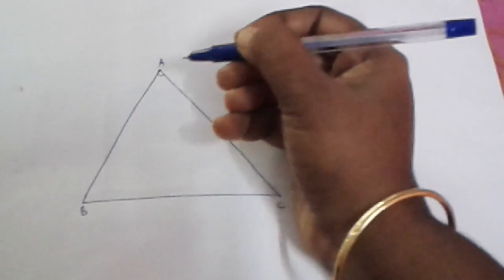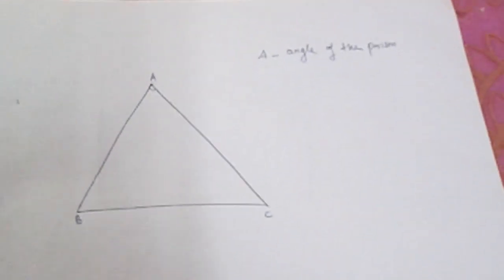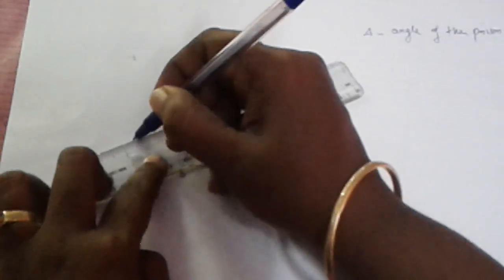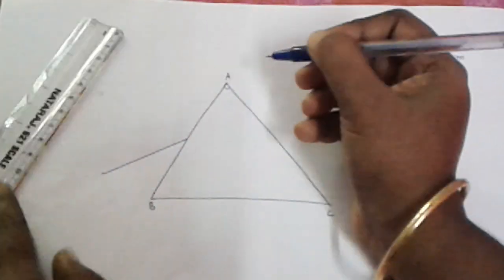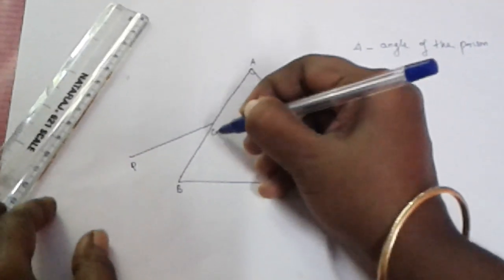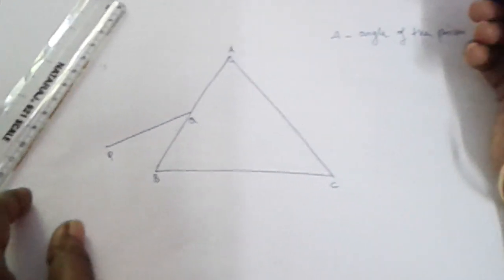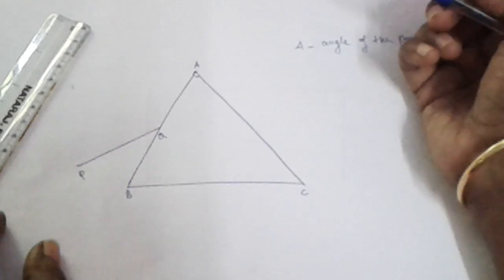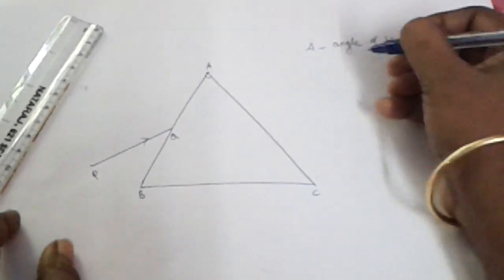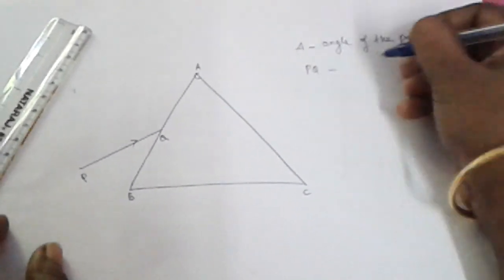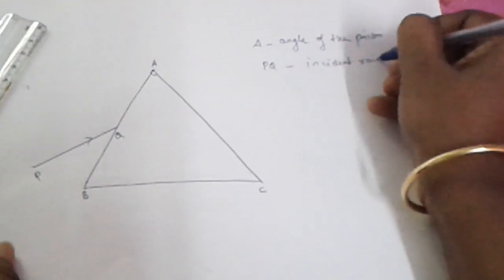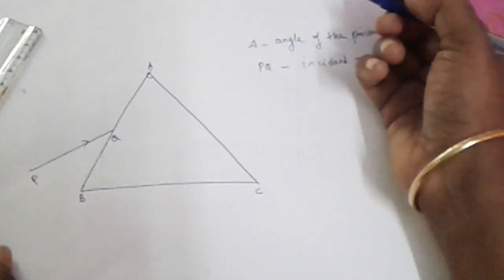So consider a ray of light. The ray of light we are considering as PQ. PQ falls obliquely on the surface AB. PQ is the incident ray. It falls on the surface AB.